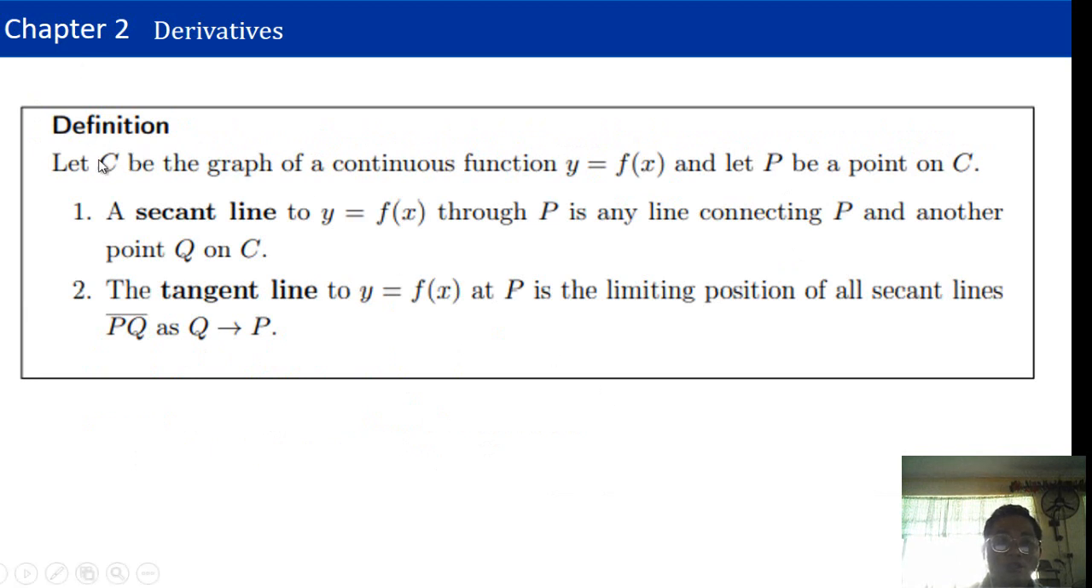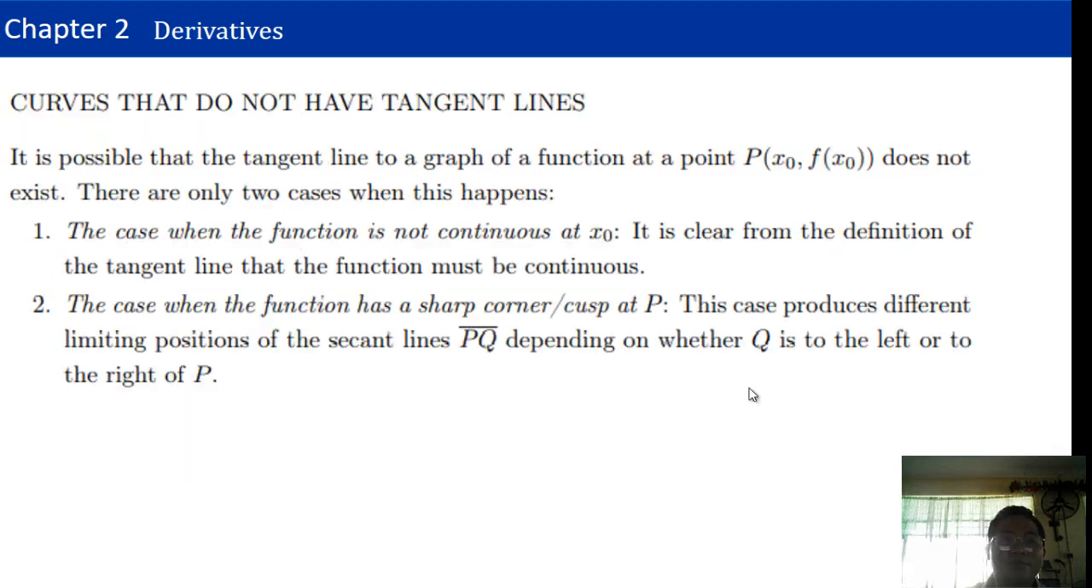So let's define first. Let C be the graph of the continuous function y equals f of x, and let P be a point on C. So the secant line to y equals f of x through P is any line connecting P and another point Q on C. So very clear na ang secant line is yung P papuntang Q. Yung tangent line naman is the limiting position of all secant lines. Kasi napakaraming secant lines na pwedeng madraw natin passing through P. But there is only one line passing through the point of tangency at point P, of course.